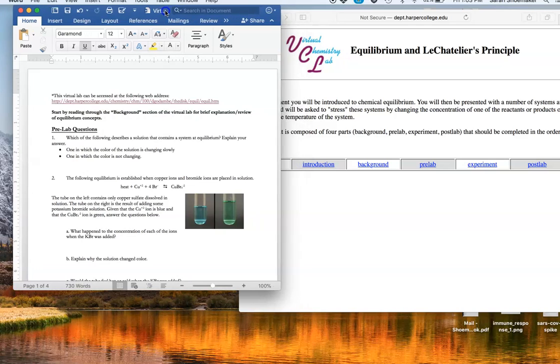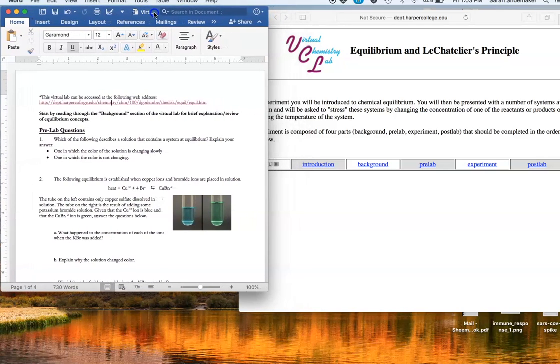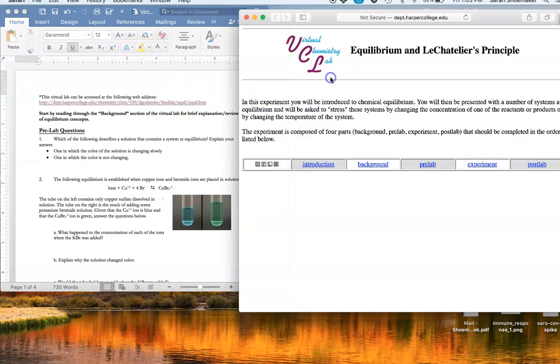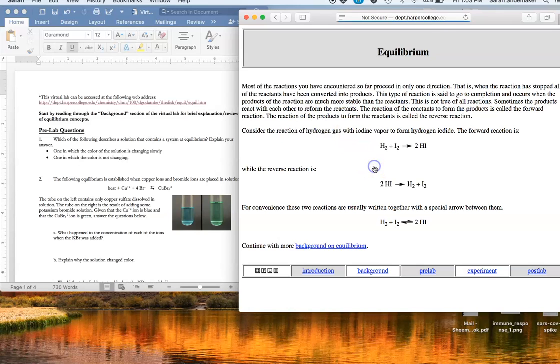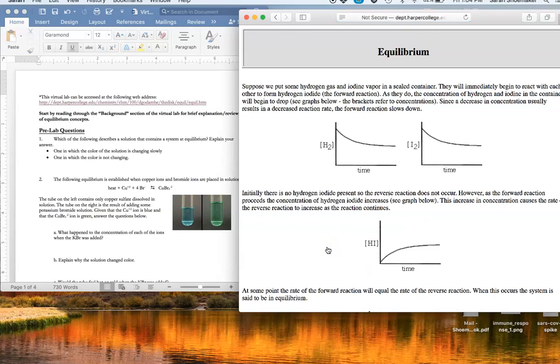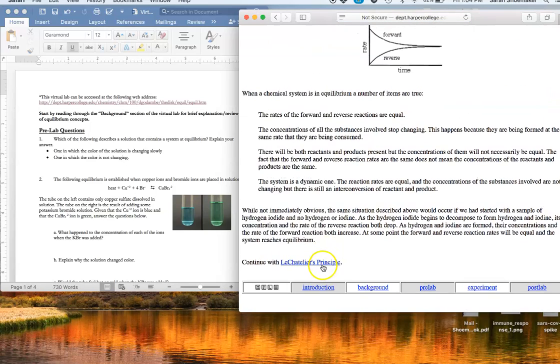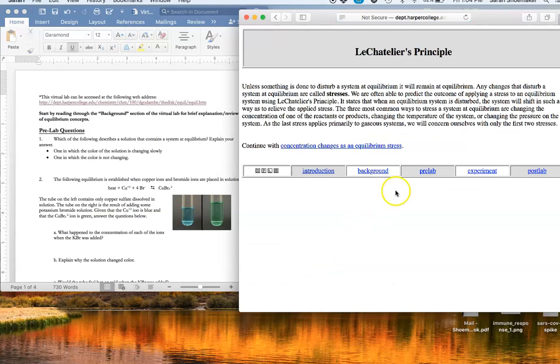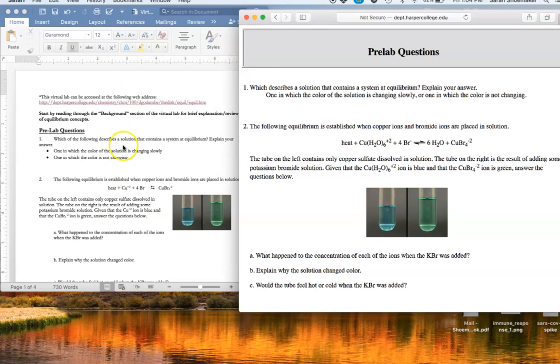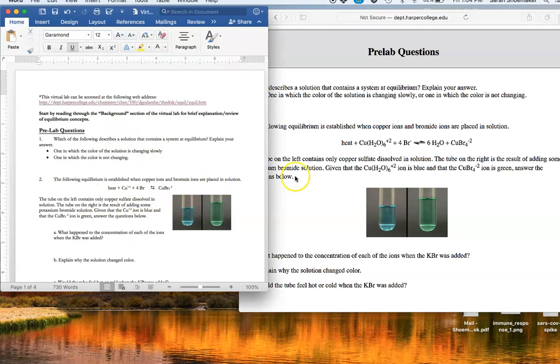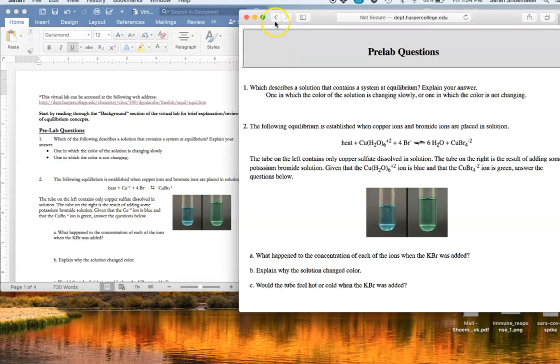And so I found a great virtual lab online at this website here, and I have the website pulled up over here. So I recommend that you start by reading the background information just about equilibrium. It's all stuff from the chapters and Le Chatelier's principle as well. And then the pre-lab questions I have converted into this document here, so you'll just complete those on the document.